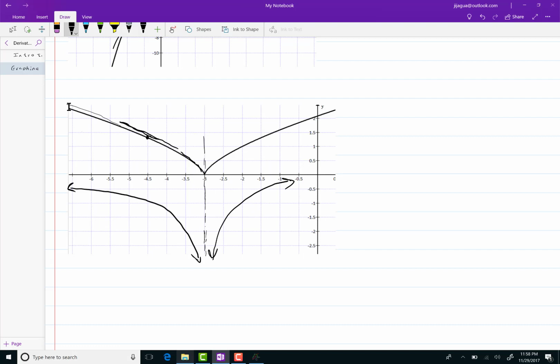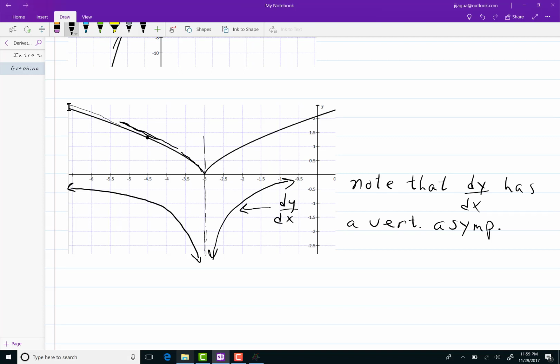So when I draw the graph here, this thing down here is dy over dx. Note that dy over dx has a vertical asymptote at x equals negative 3. So the derivative is not defined for that particular number.